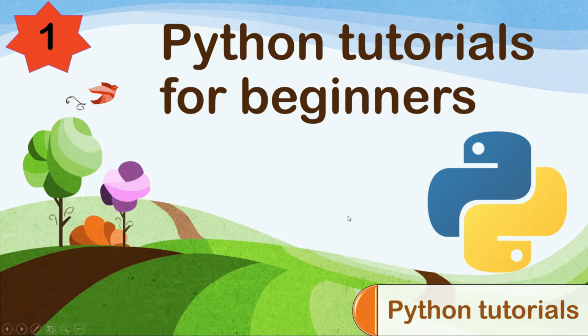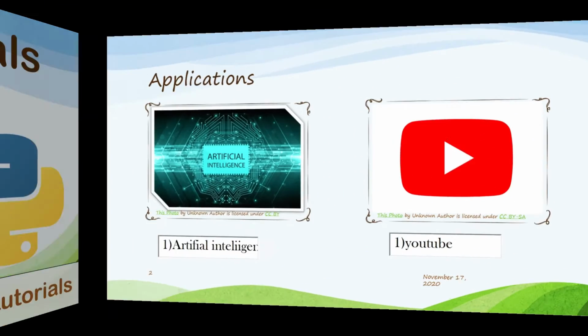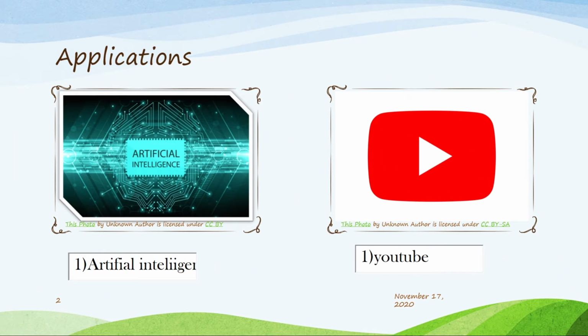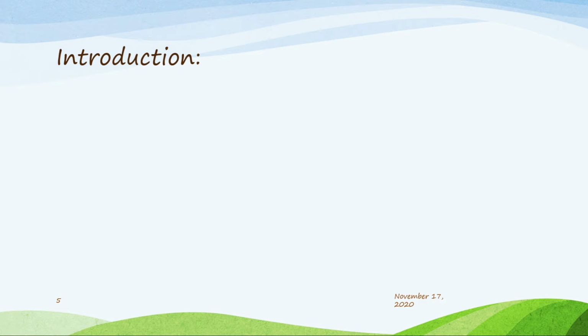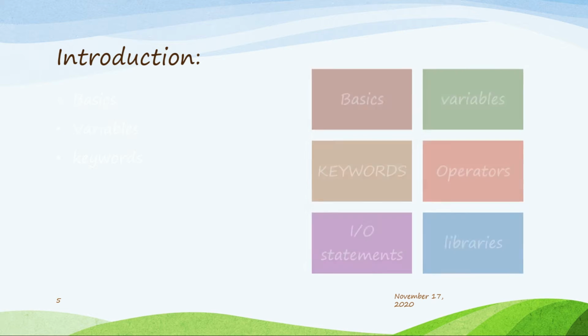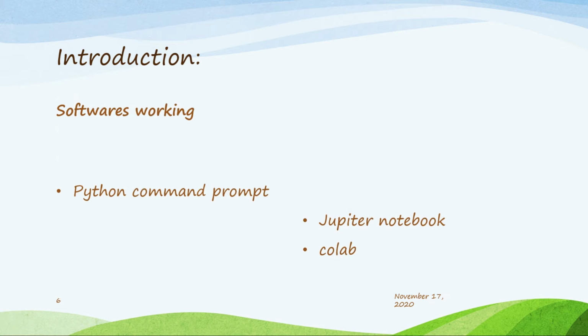In the previous session, we saw the basics of Python, like applications and what softwares are required. We saw all that, right? What are the applications, what are the softwares. In this session, we are going to discuss what software we have to run Python, and what new things we are able to get from the Python command prompt when we download the Python 3.9 version.